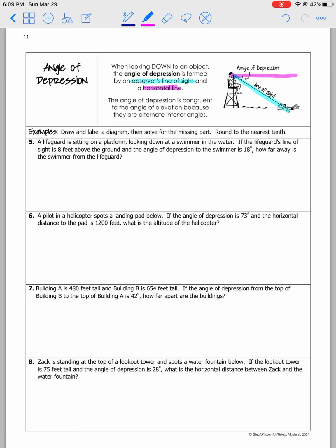The angle of depression is congruent to the angle of elevation because they are alternate interior angles. So if you have two of them working in conjunction, know that they are congruent angles. All right, let's try number 5.